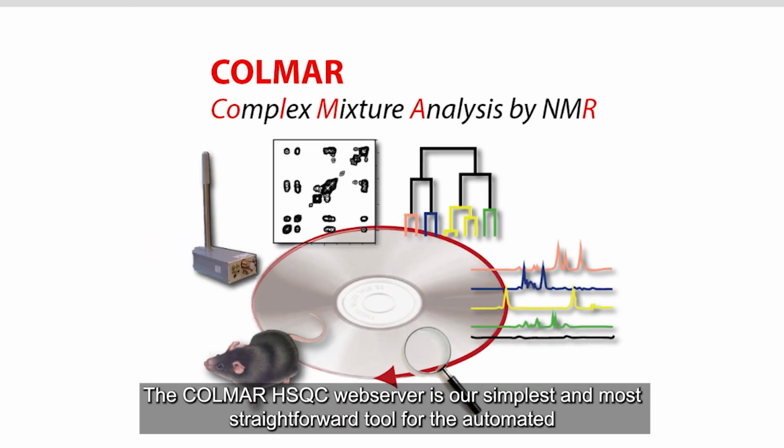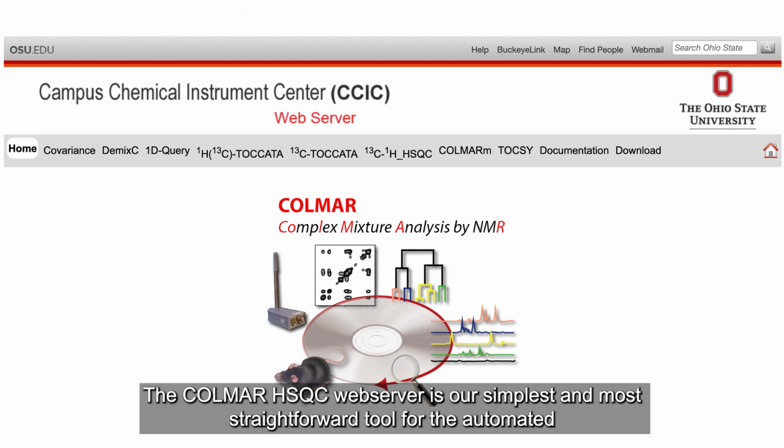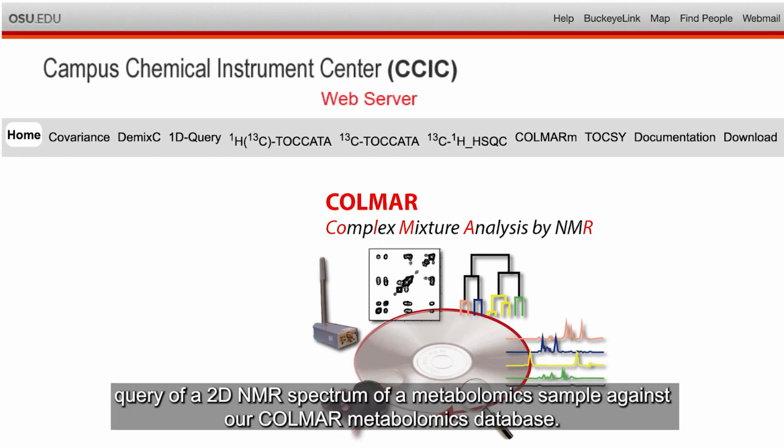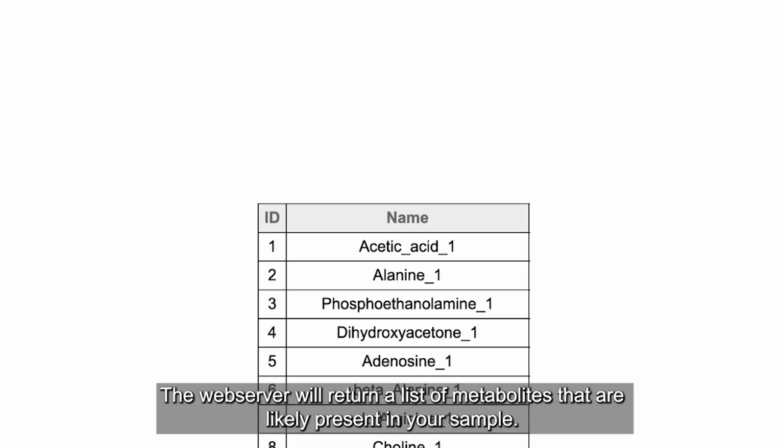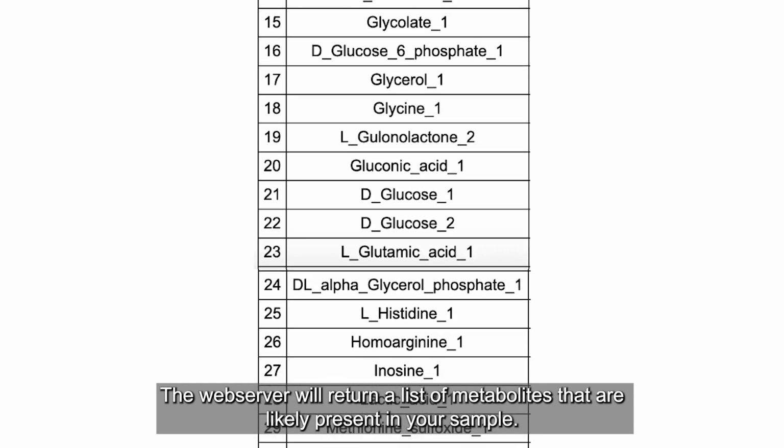The COLMAR HSQC Web Server is our simplest and most straightforward tool for the automated query of a 2D NMR spectrum of a metabolomics sample against our COLMAR metabolomics database. The web server will return a list of metabolites that are likely present in your sample.